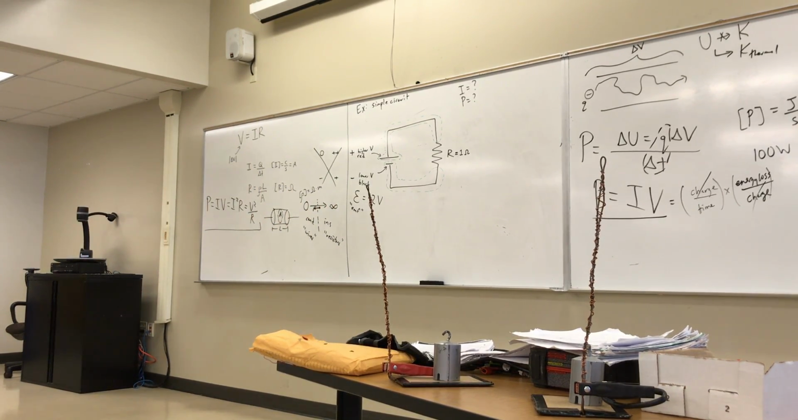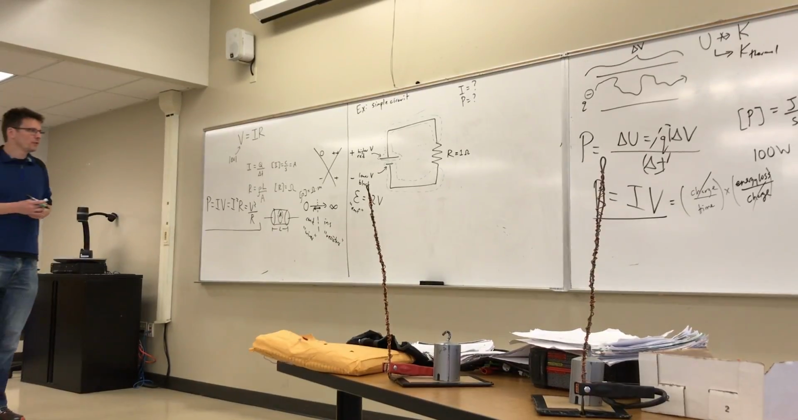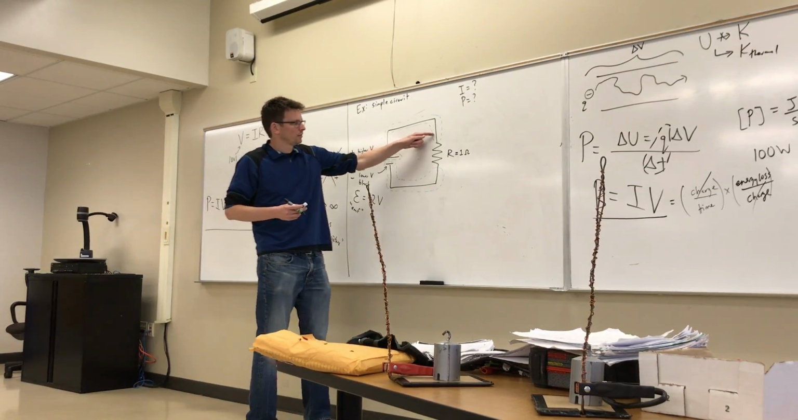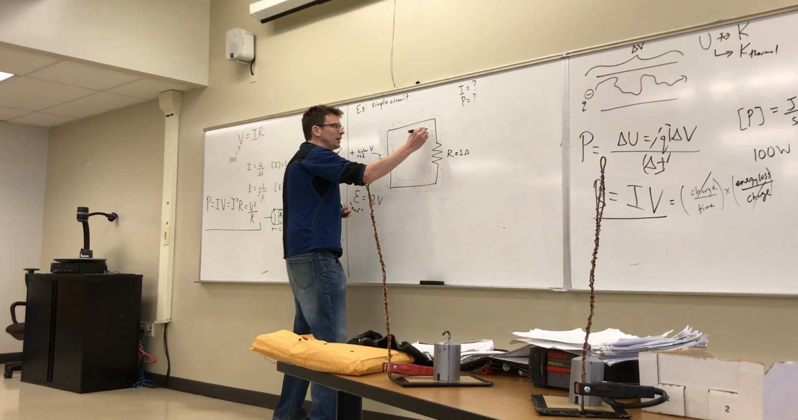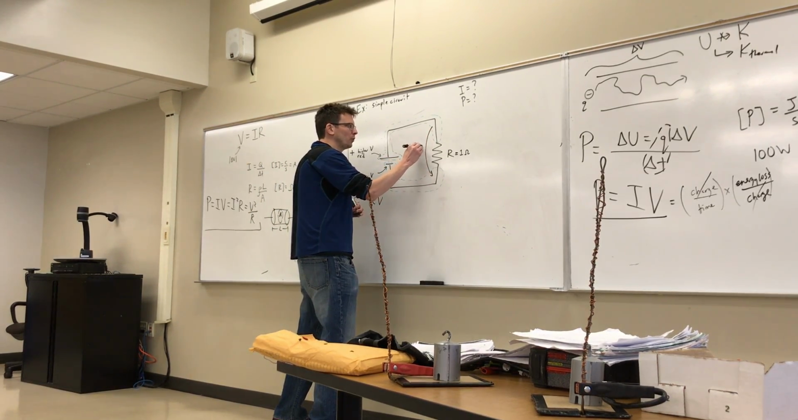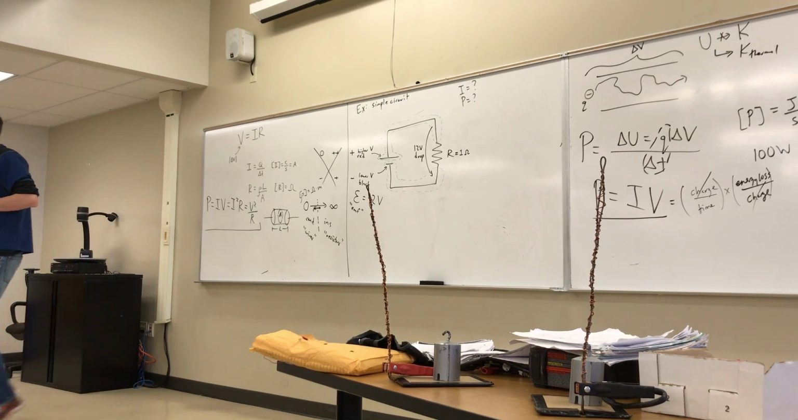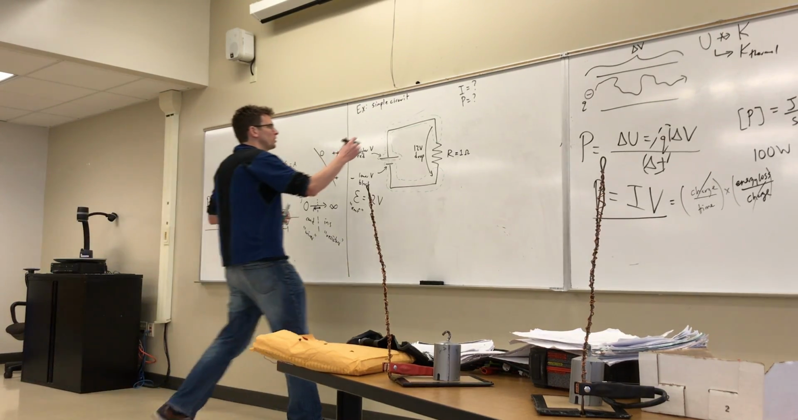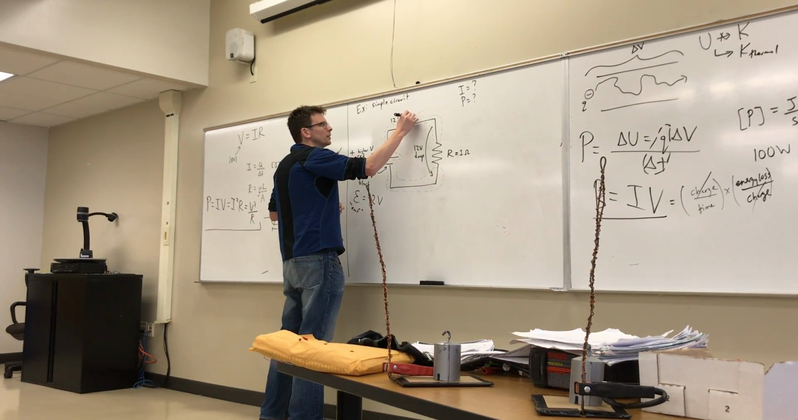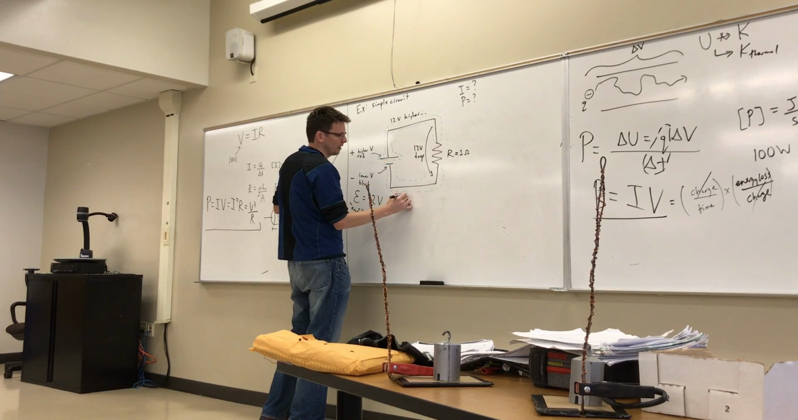So if I connect to the terminal of the battery an ideal wire, we assume that there's no voltage drop across an ideal conductor, and therefore all of the voltage drop occurs across here. Okay? So going from here to here is a 12-volt drop. All of the voltage drops across that resistive element. That is what separates the two plateaus from each other. So this region is 12 volts higher than here, okay?